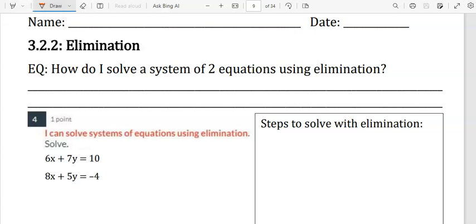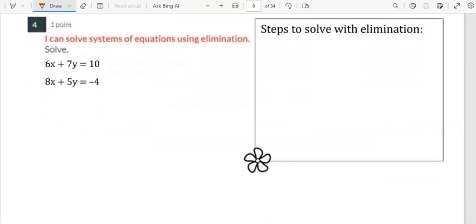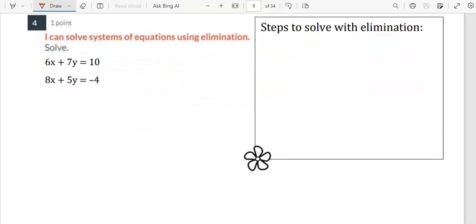3.2.2 Elimination. The essential question is, how do I solve a system of two equations using elimination? Let's go over the example. The skill is, I can solve systems of equations using elimination. Let's solve the system. 6x plus 7y equals 10, and 8x plus 5y equals -4.